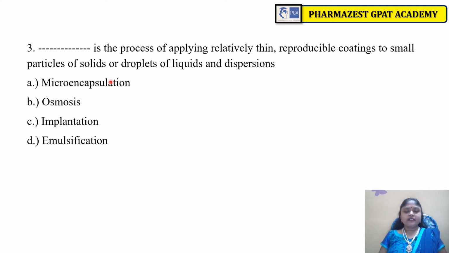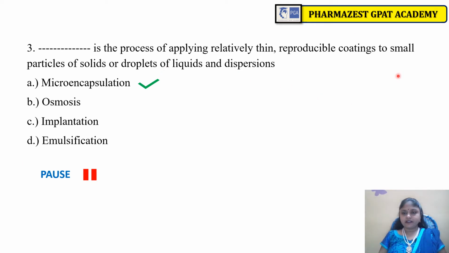And the next question is, dash is the process of applying relatively thin reproducible coatings to small particles of solids or droplets of liquids and dispersions. The options are A. Microencapsulation, B. Osmosis, C. Implantation and D. Emulsification. So what is the right answer? Microencapsulation. So microencapsulation is a process of applying thin reproducible coatings to small particles of solids or droplets of liquids and dispersions.